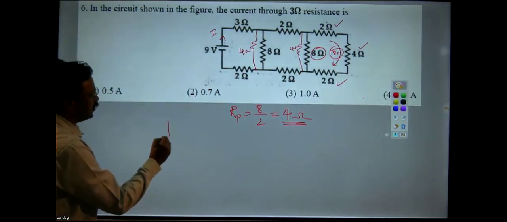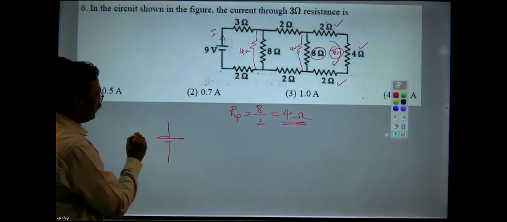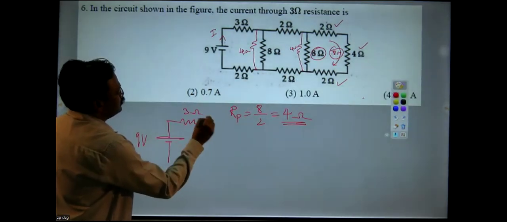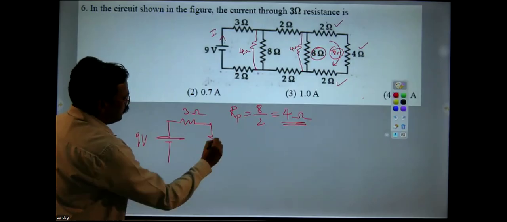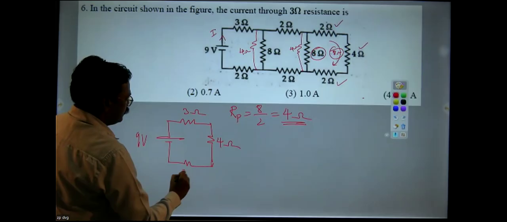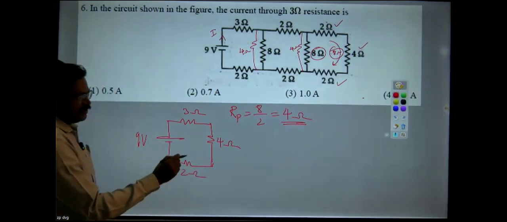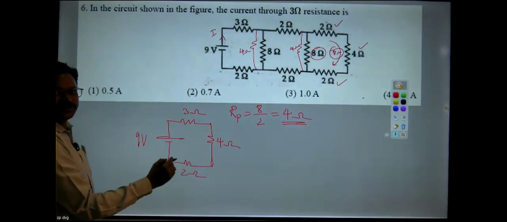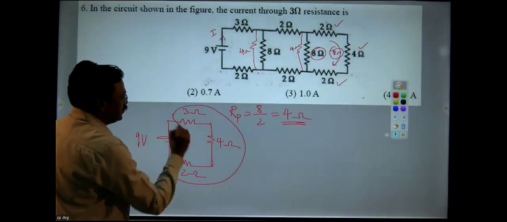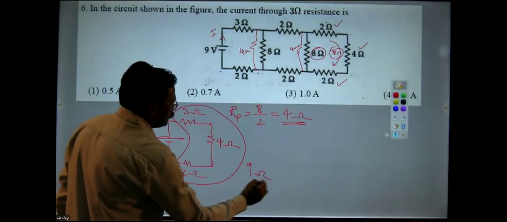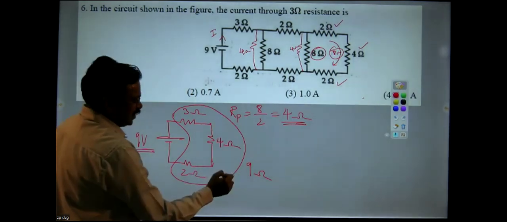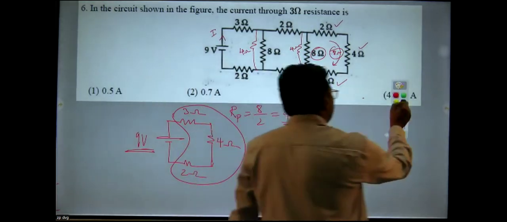Let me redraw the diagram. 9 volt battery here. We have a 3 ohm resistance. We have a 4 ohm equivalent value and another 2 ohm. Okay, now you see 4 plus 3, 7, 7 plus 2, 9. Our equivalent resistance of all these resistors together is equal to 9 ohm. See how much the voltage is. Voltage is equal to 9 volt. Resistance is 9 ohm. So we can find out the value of current.